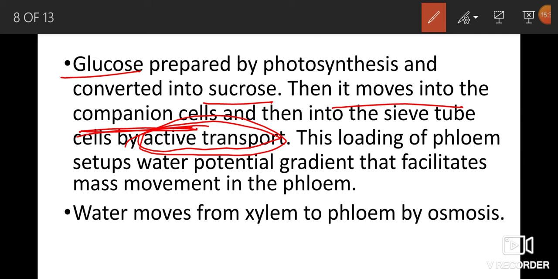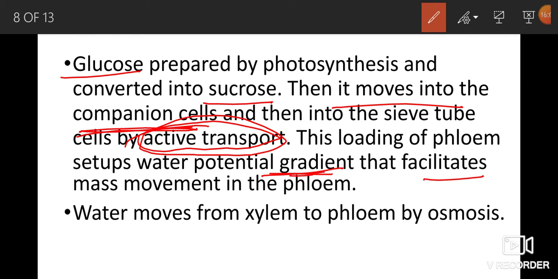Now the sieve tube contains more food materials, which means less water potential, but in the neighboring cells, that is the xylem tissue, it contains more water. In between the xylem and phloem, a water potential gradient is formed. Gradient means difference between xylem and phloem. Xylem has higher water potential, but phloem has lower water potential because of the presence of food materials. Then water moves from xylem to phloem because of the water potential gradient.